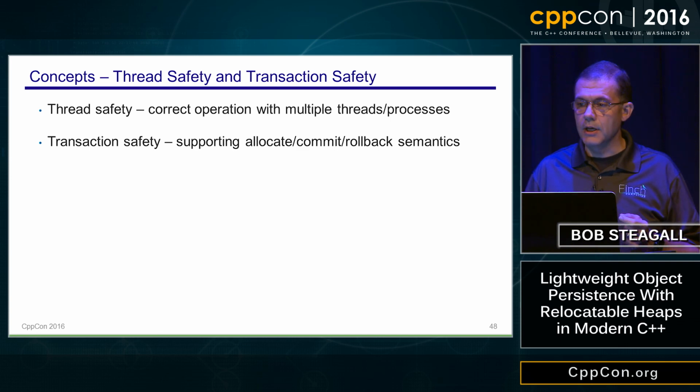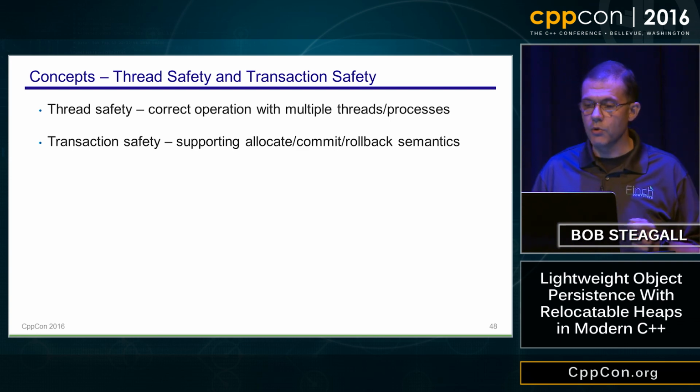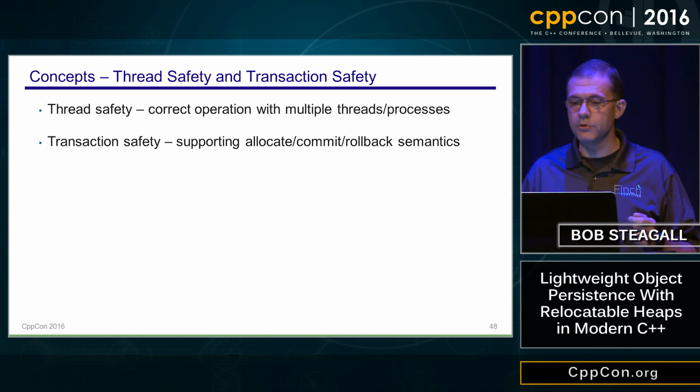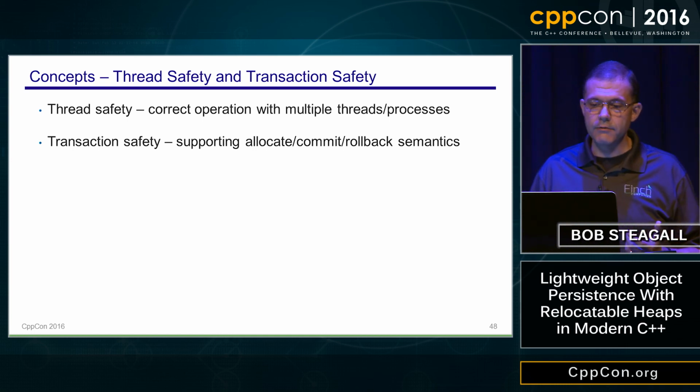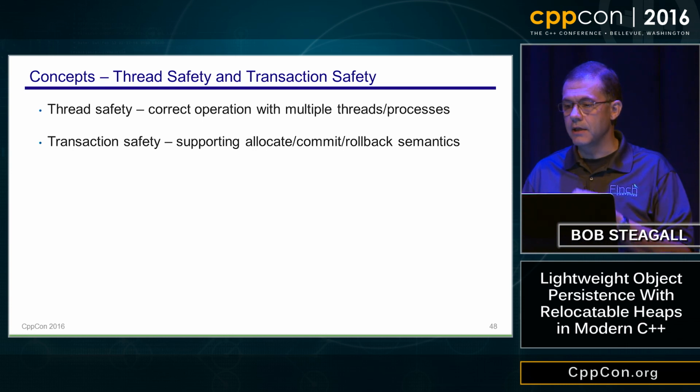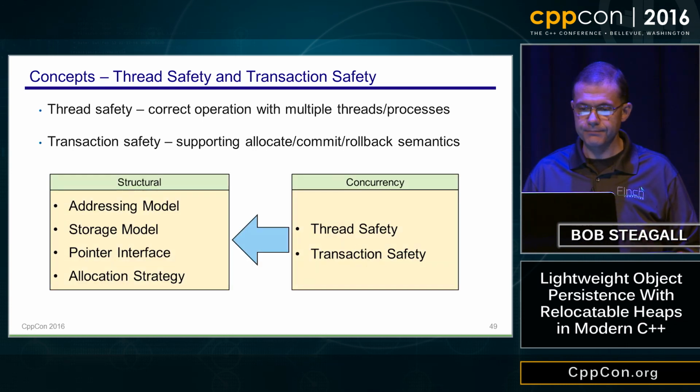The final two concepts under concurrency management are thread safety and transaction safety. Of course, thread safety means ensuring that your program operates correctly in the presence of multiple threads or processes. In other words, no data races. And I think of transaction safety as meaning allocating and deallocating chunks in such a way that your allocator could be used by something that needs ACID semantics, like a database. This means providing operations like commit and rollback for your allocate and deallocate functions.